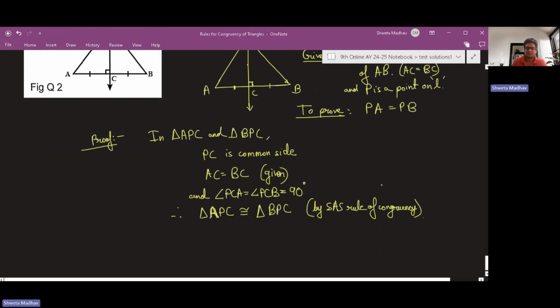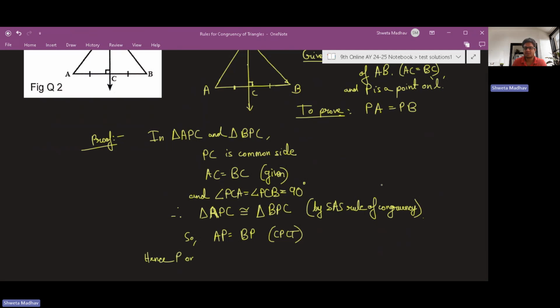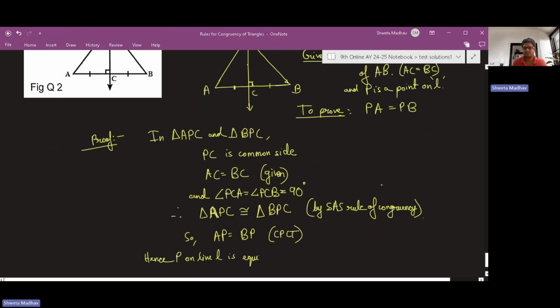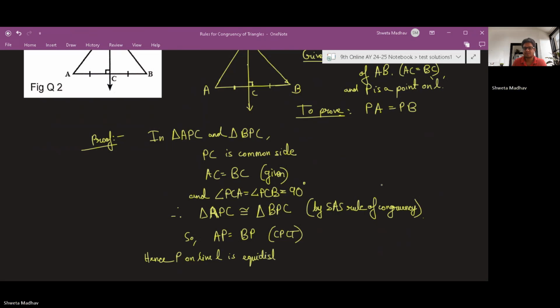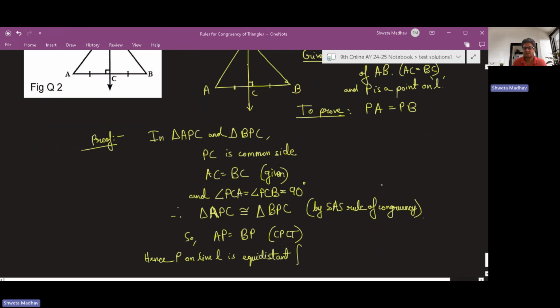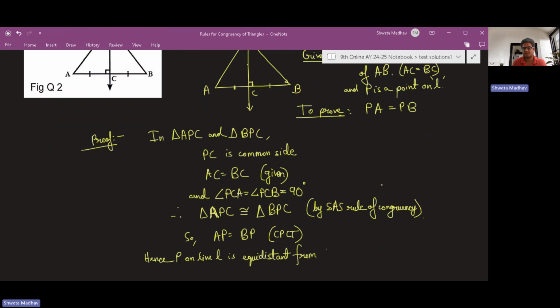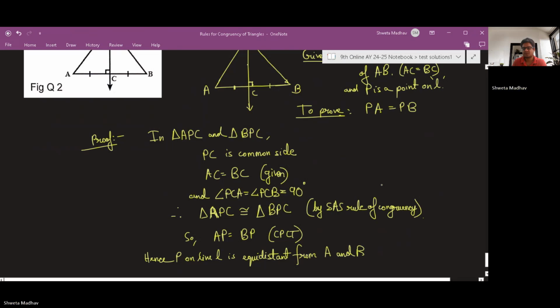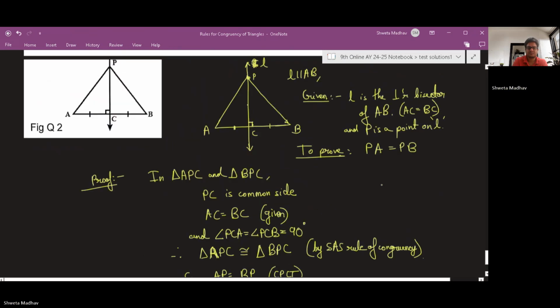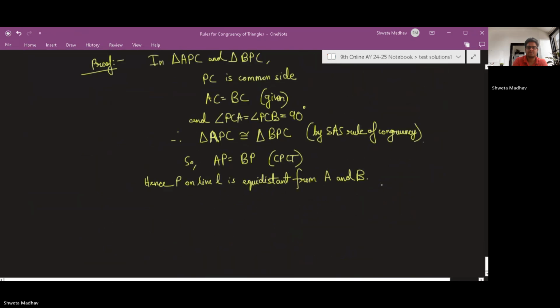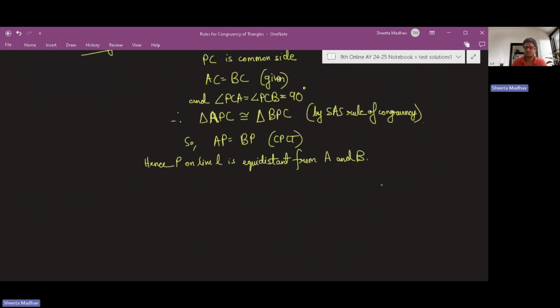So hence I can say that AP will be equal to BP by CPCT. So hence we can say the point P on the line L is equidistant from the points A and B. So hence proved.